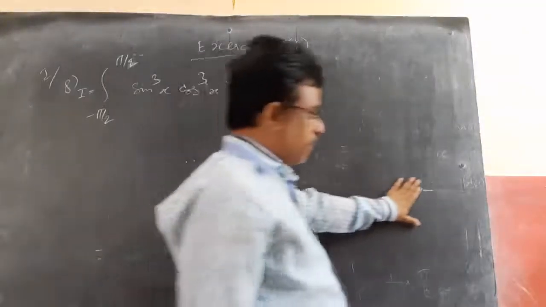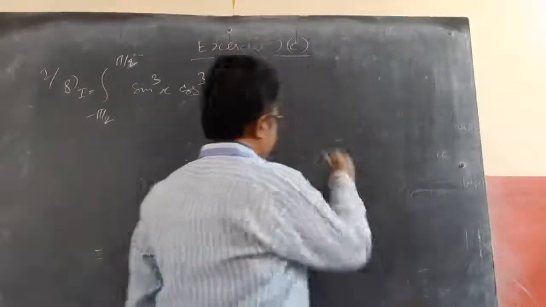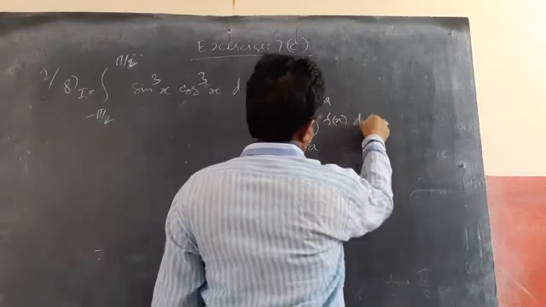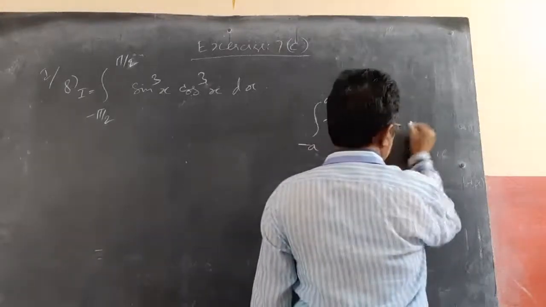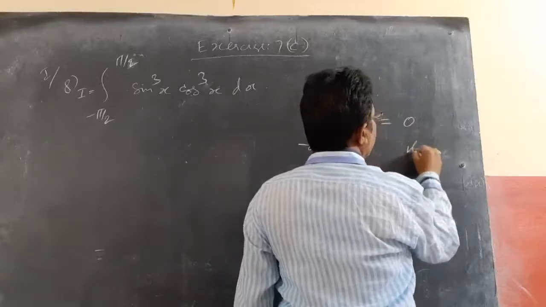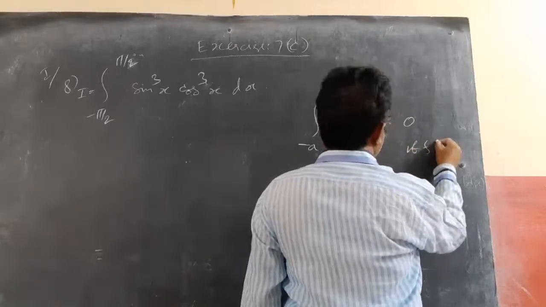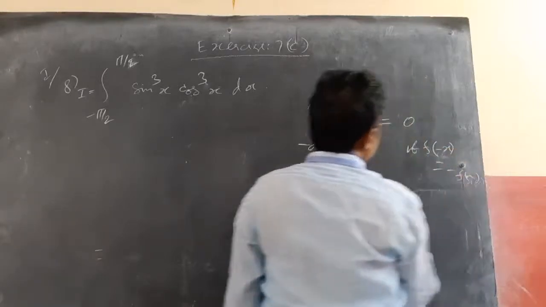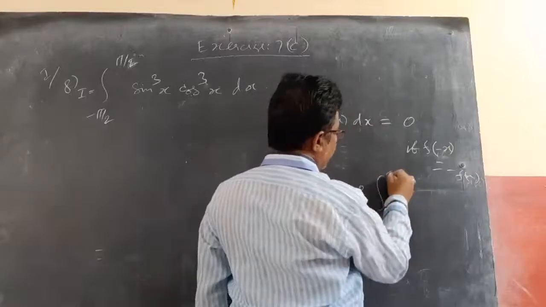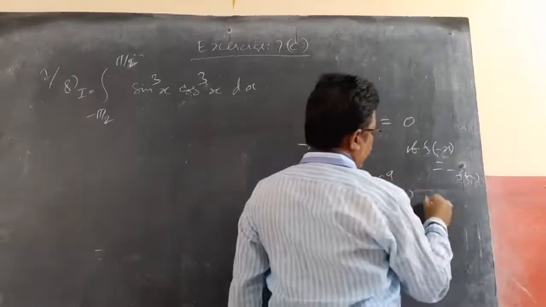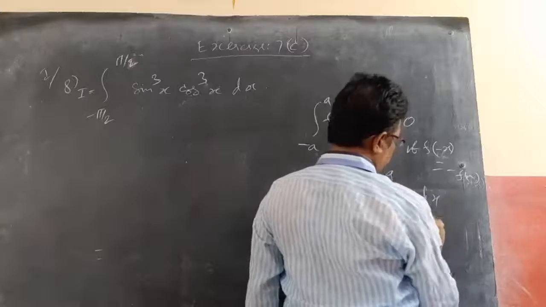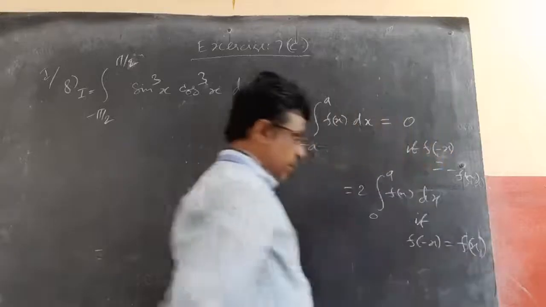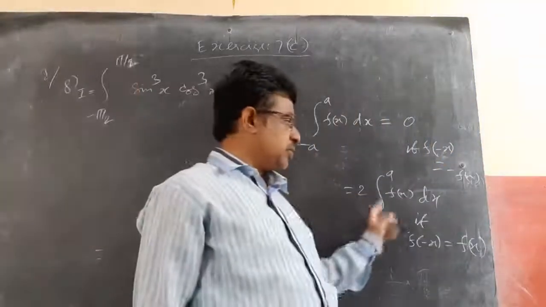What is the formula of the property? Minus a to plus a, we discussed as the property, I think. Minus a to plus a f(x) dx equals 0 if f is odd, meaning f(-x) = -f(x). It is equal to 2 into 0 to a f(x) dx if f is even, meaning f(-x) = +f(x).